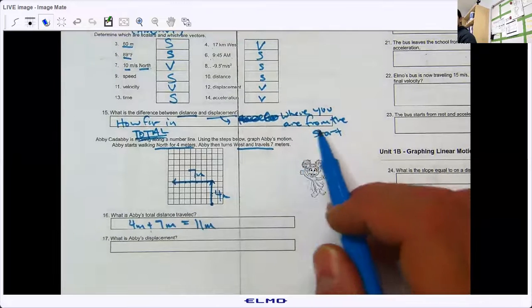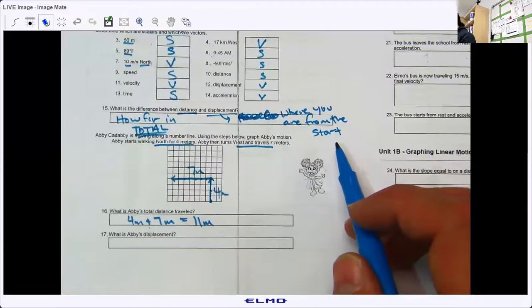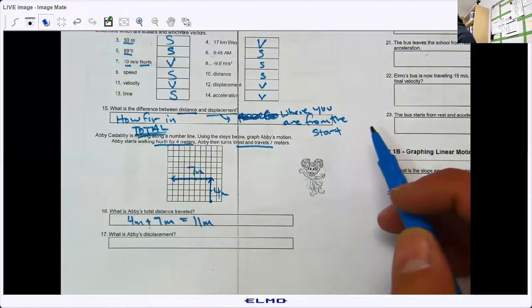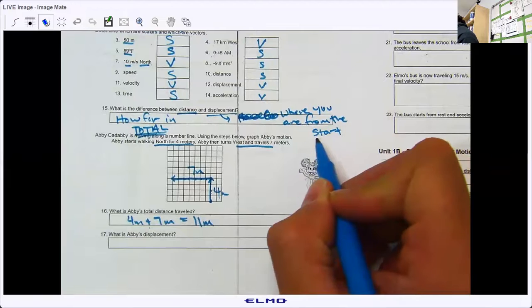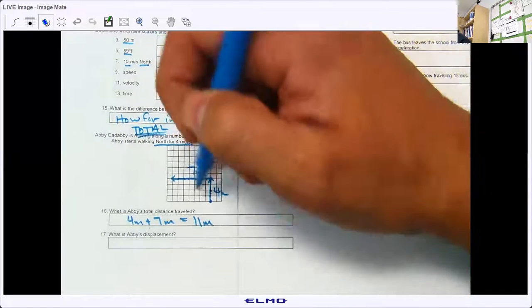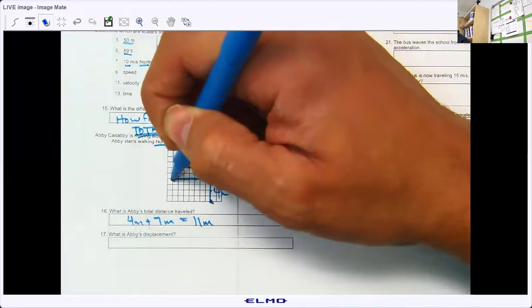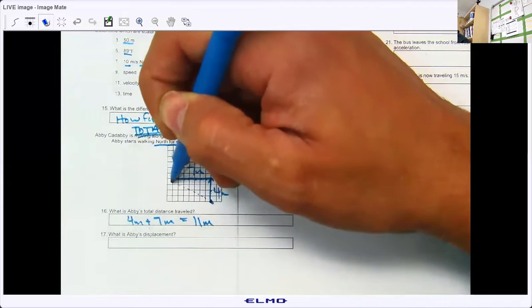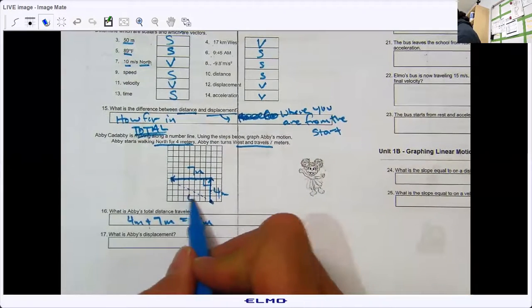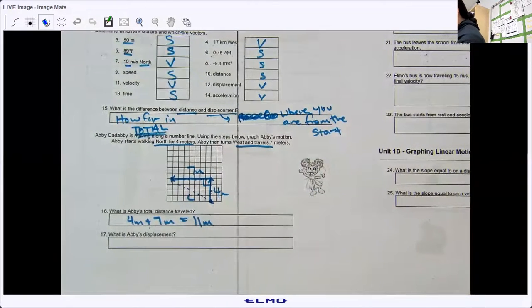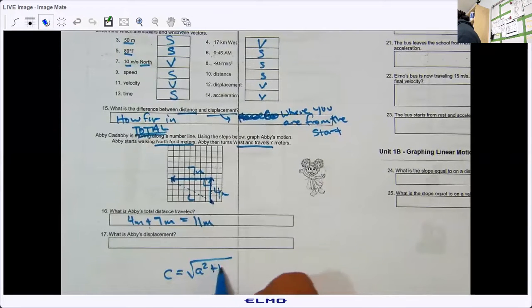When it says, what is Abby's displacement? That one is where you are from the start. That includes direction and distance. So where we are from the start, we use a straight line for that. So we're not going to talk about going 4 north and 7 west. We're just going to say, okay, we started here, we ended up here. What is that distance? So if we look, we have the hypotenuse of a triangle created here. We have a right triangle. So we're trying to solve for that hypotenuse, or C. So when you solve for that, we can say C is equal to the square root of A squared plus B squared.